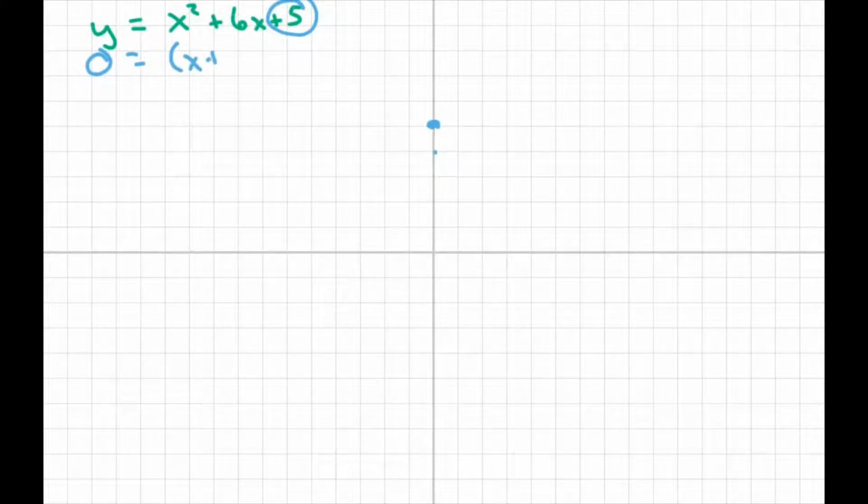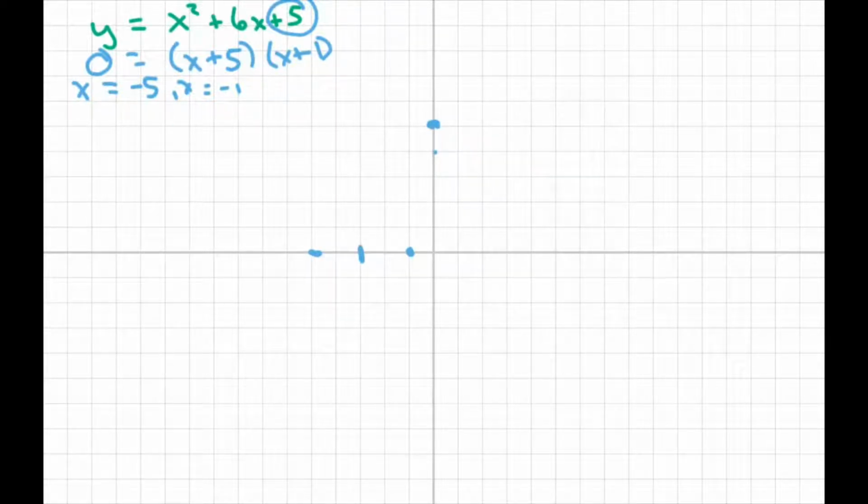So we get this. Our y-intercept is 5. 1, 2, 3, 4, 5. Let's factor this to get our x-intercepts. x plus 5, x plus 1. That means our x equals -5, x equals -1. So -5 and -1. 2, 3, 4, 5. This is your midpoint there.